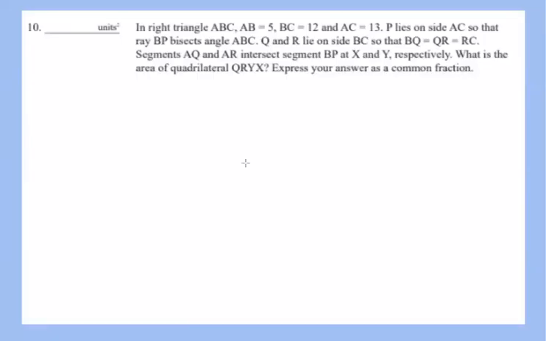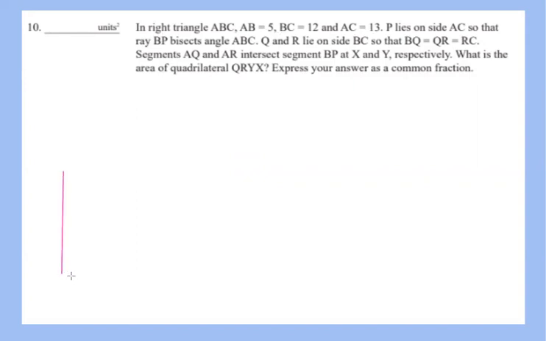Hello, everyone. So this is a MATHCOUNTS state question number 10. So on a state level, okay? We have a right triangle, with sides 5, 12, and 13 given. Okay, let's start with the drawing first.